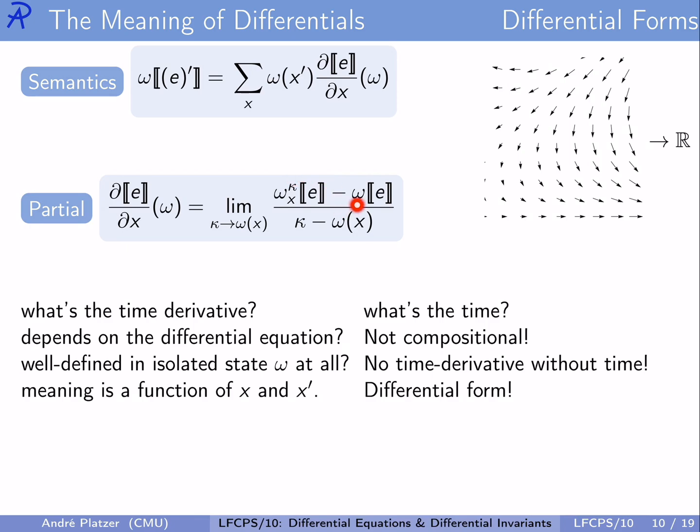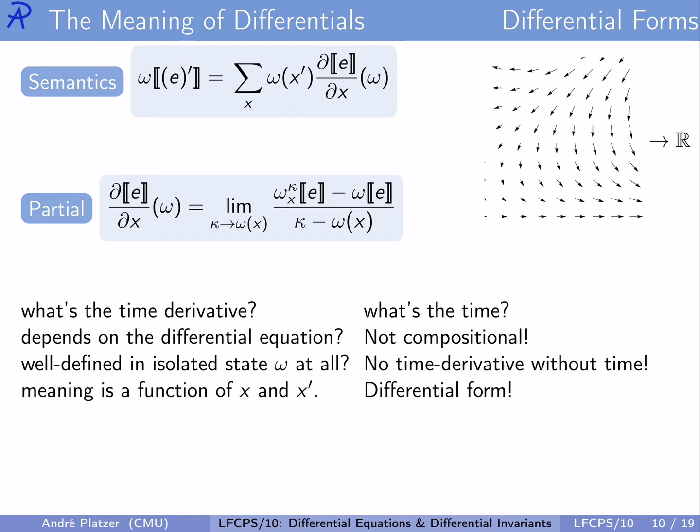instead, minus the value that in the original old state omega e does have, divided by, well, how close is the kappa to the value omega of x that the kappa is converging to. And then this limit is what the partial derivative is. Just how does the value of e change as you're changing x in the current state, multiplied with the value that the x prime variable has, which is reflecting intuitively at the moment in the state we're currently talking about.